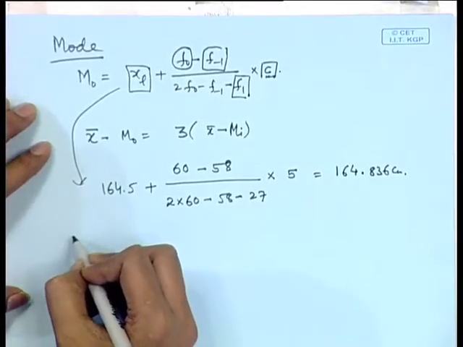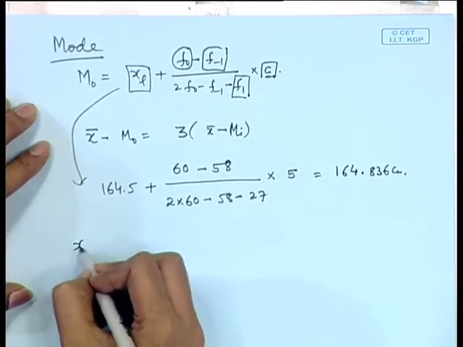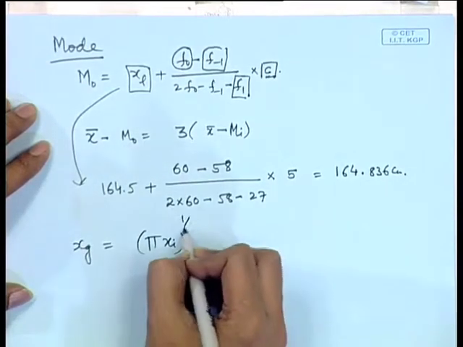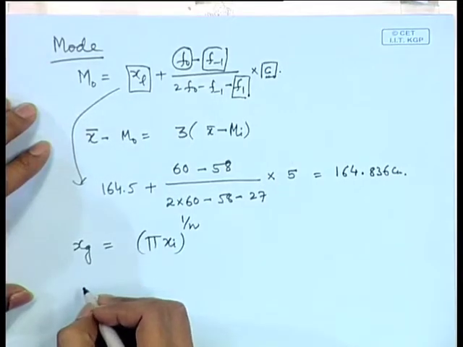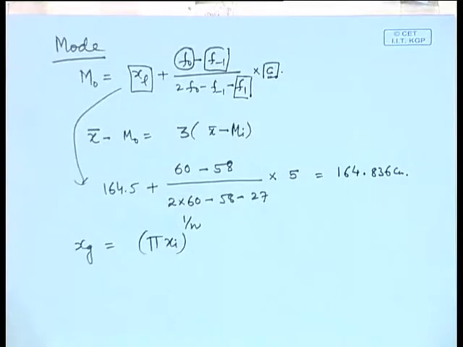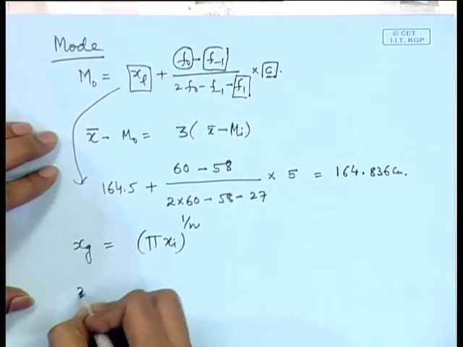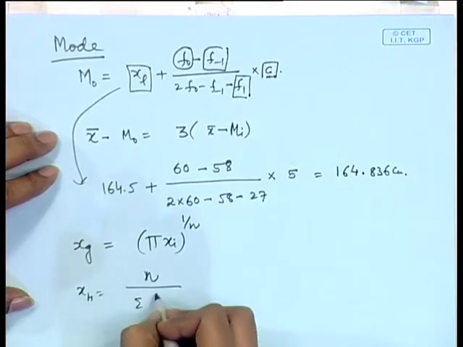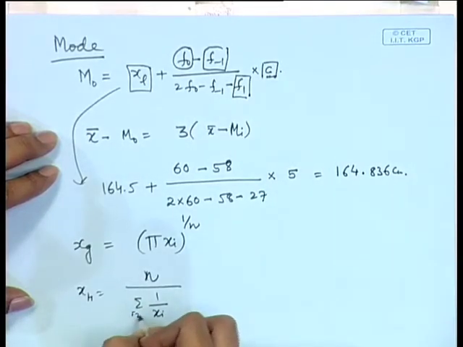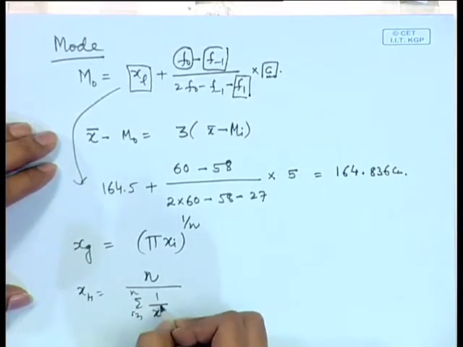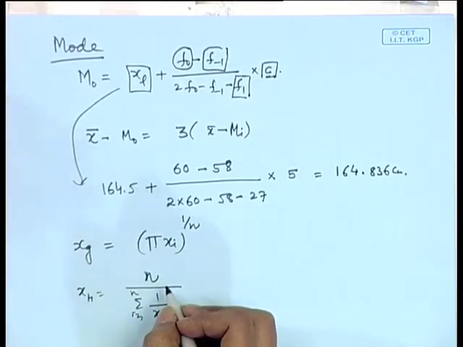Some other measures of central tendency are the harmonic mean and the geometric mean. In the raw form, the geometric mean is defined as the product of all the values to the power 1 by n. Similarly, the harmonic mean is defined as n divided by the sum of 1 by x I, i equal to 1 to n. That is the reciprocal of the arithmetic mean of the reciprocals.